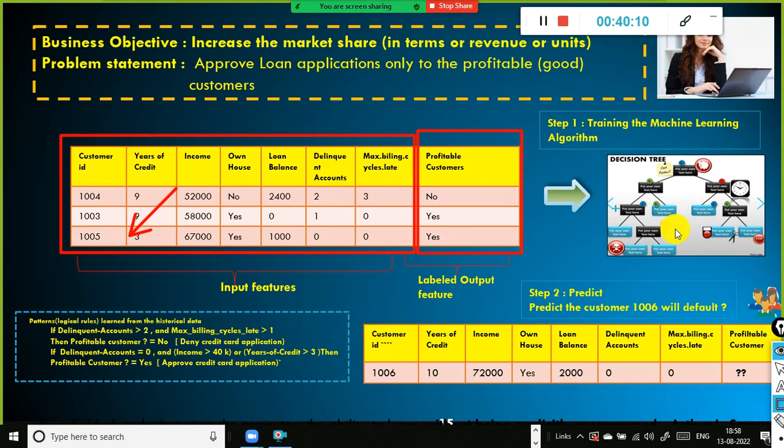Once you learn it from your father, it's nothing but the data, the historical data. Here the father is historical data. You learn the pattern from the historical data along with the input. With this combination of columns, we determine whether the customer is a profitable customer or not.